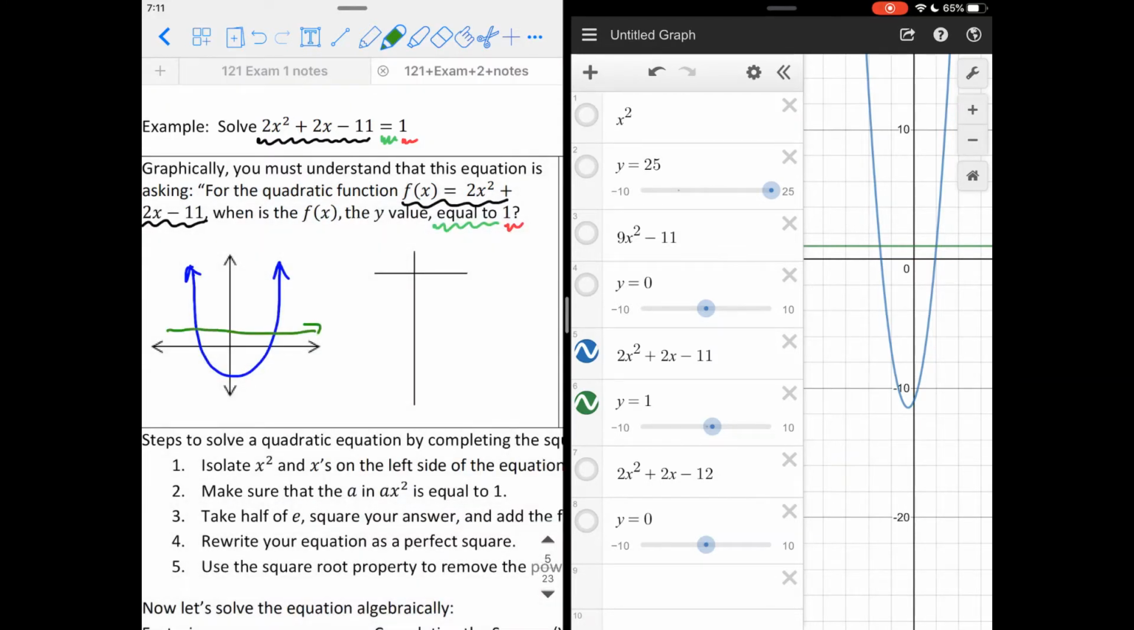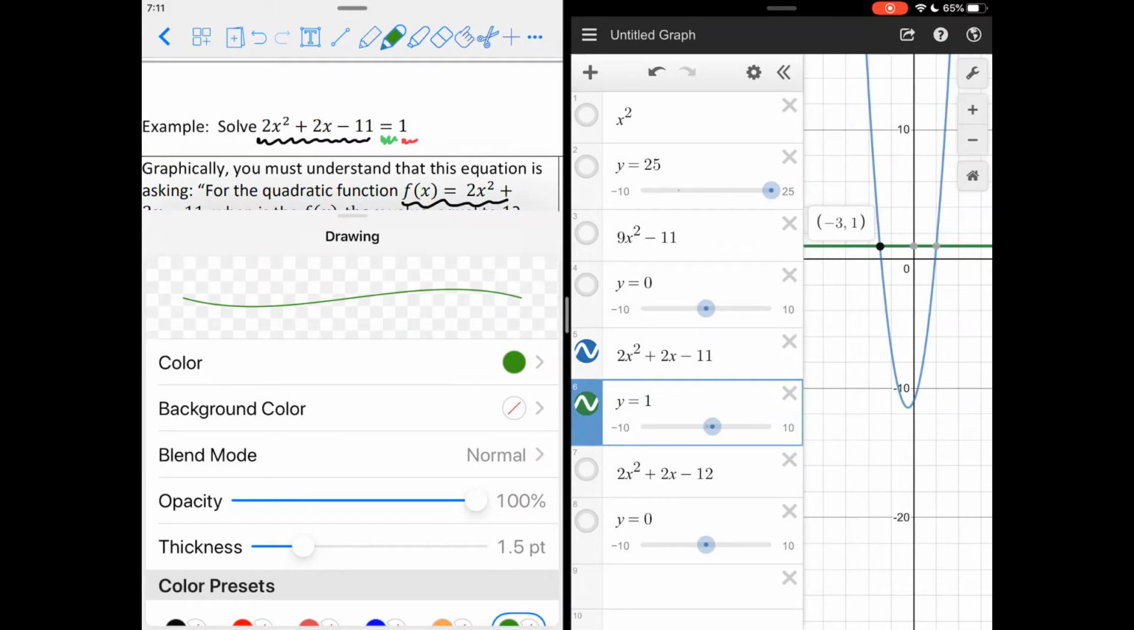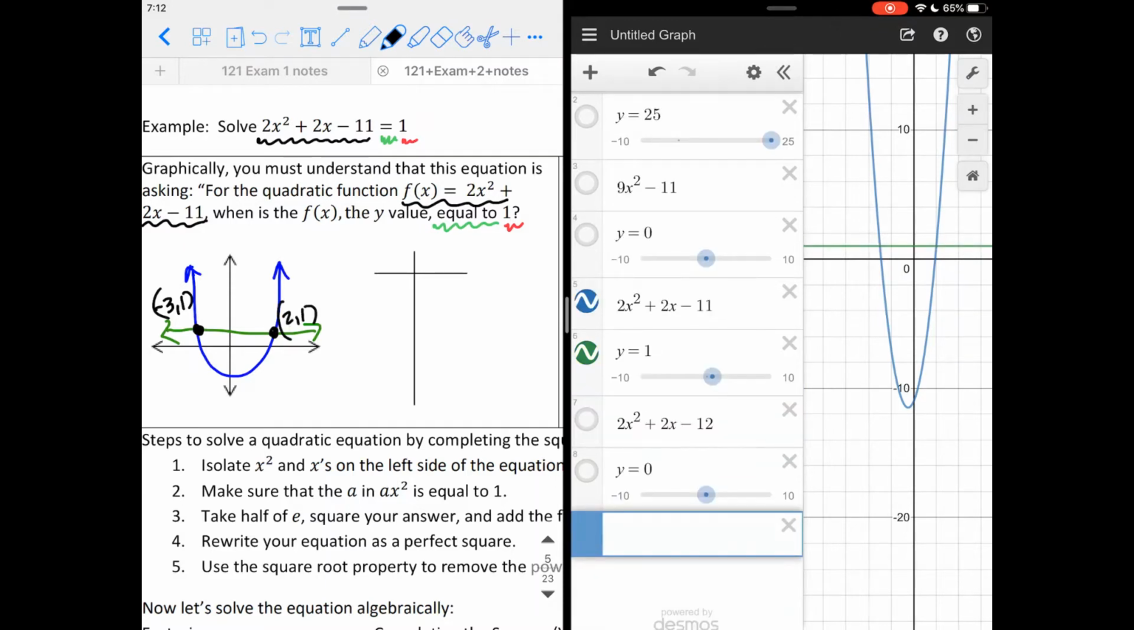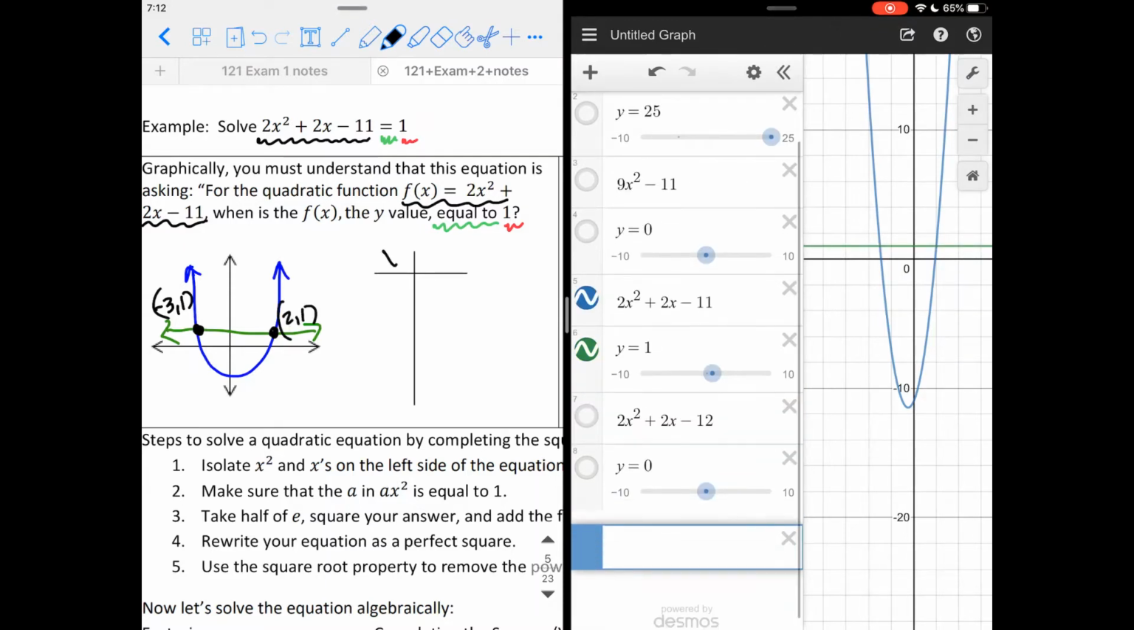So it's not to scale. Let's see if we get some values here. For this point, it is going to be negative 3, 1. And for this point, it's going to be 2, 1. And if I'm going to do an x and an f of x chart, I can actually just write these in here.